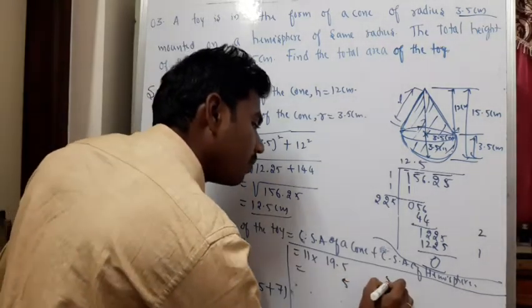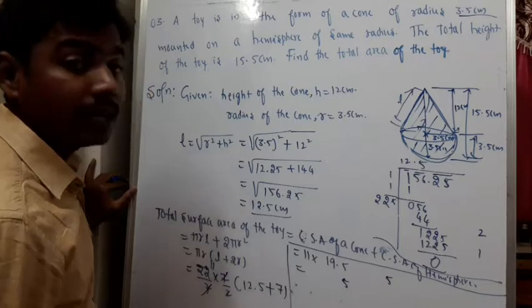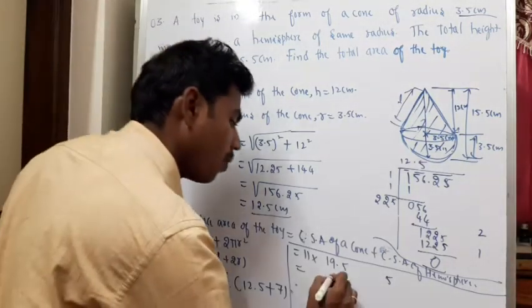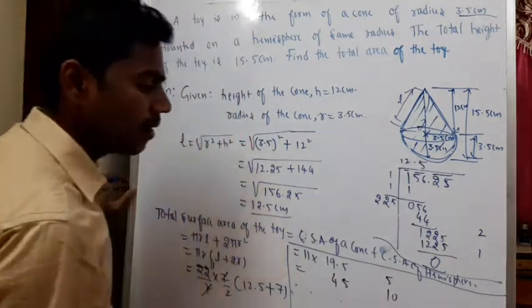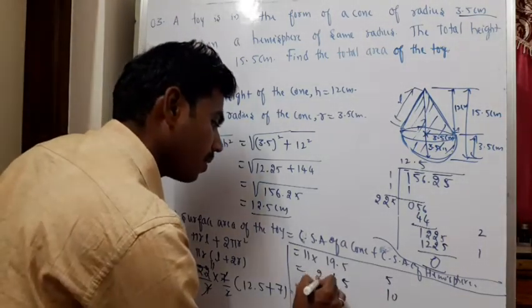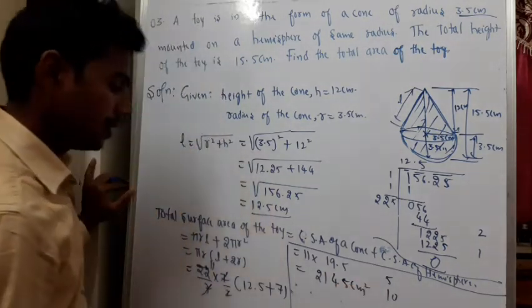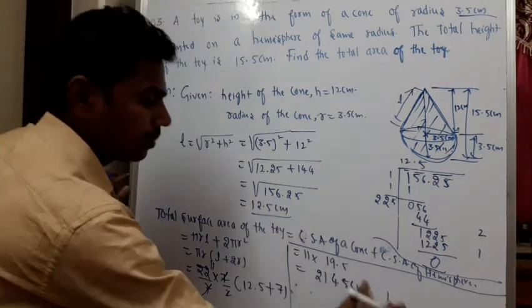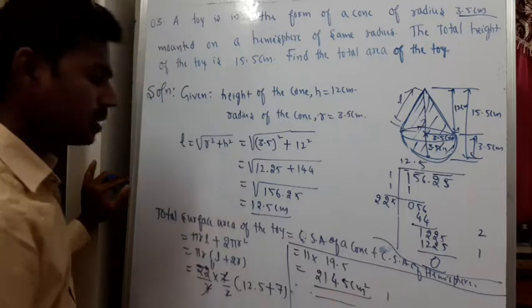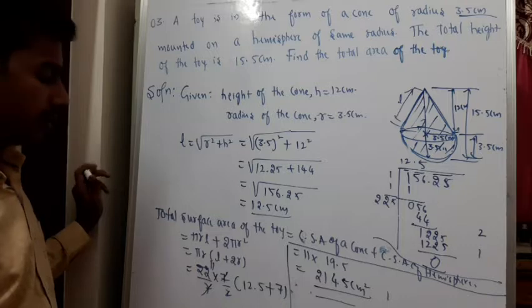So 11 5s are 55, 5 carry. 11 9s are 99. 99 plus 5, 104. 4, 10 carry. 11 1s are 11. 11 plus 10, 21. 214.5 centimeter square. So please note this down. So the total surface area of the toy is equal to 214.5 centimeter square.